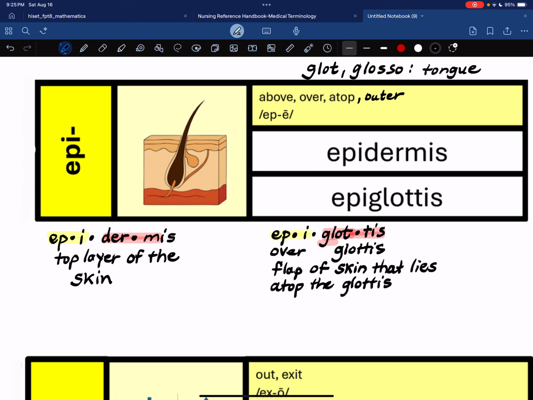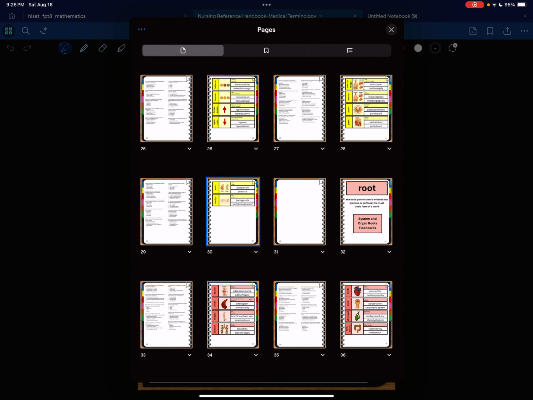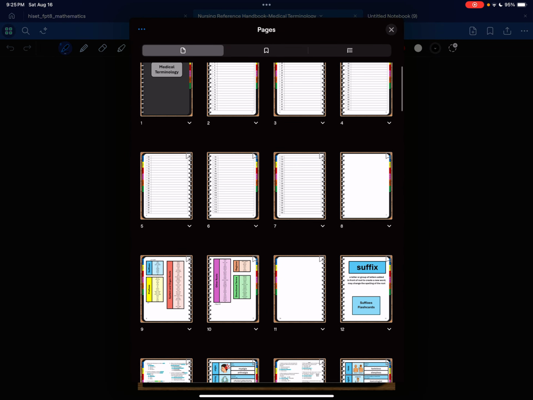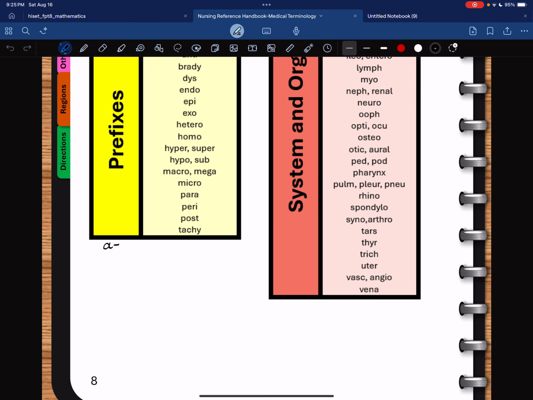I am going to add glot and glosso to our list of roots. If you go back to this page, it would be an organ root because it is the glottis. It's not really an organ, I guess it's a space, but let's add it here. Glot and glosso refer to the tongue, so that definitely would fit in this class of words.